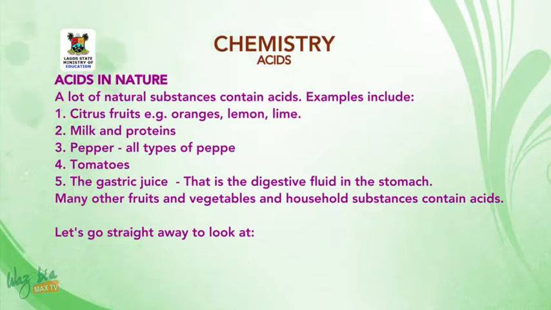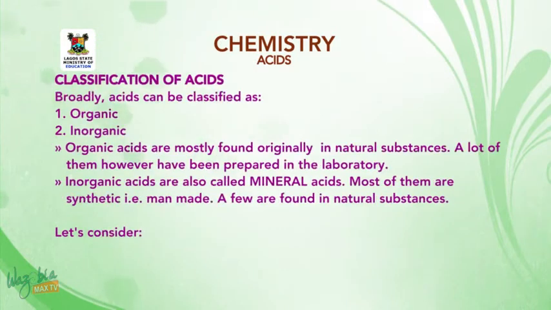Let's go straight away to look at classification of acids. Broadly, acids can be classified as 1, organic, 2, inorganic. Organic acids are mostly found originally in natural substances. A lot of them, however, have been prepared in the laboratory.